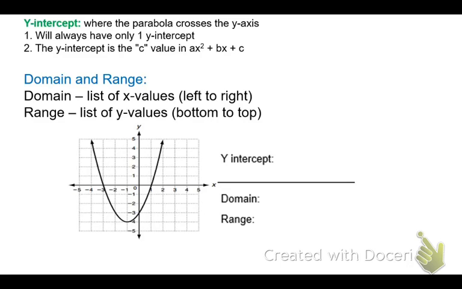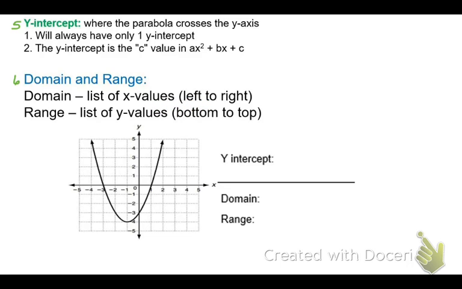Let's move on to the last section where we're going to do y-intercepts and domain and range. Okay? This is 5 and 6 on your notes. So the y-intercept is where the parabola crosses the y-axis, and you will always have only one y-intercept, and the y-intercept is the c value in ax squared plus bx plus c. Okay? Now, quick review for domain. Domain is the list of all of the x values, so we look at the graph from left to right. And then the range is the list of all y values, and we look at the graph from bottom to top.